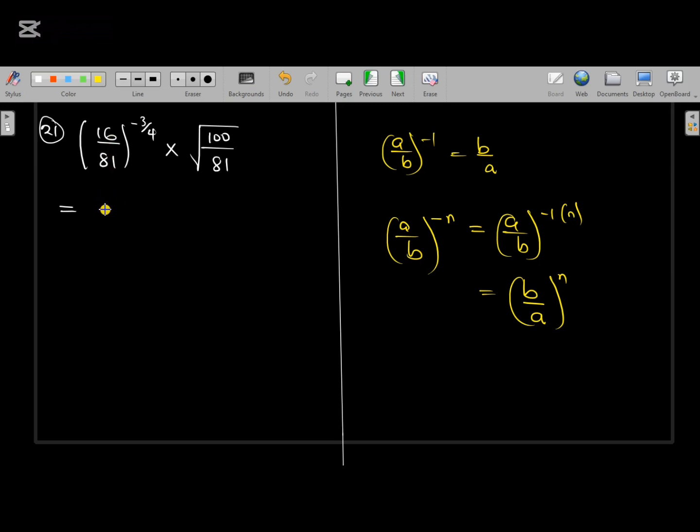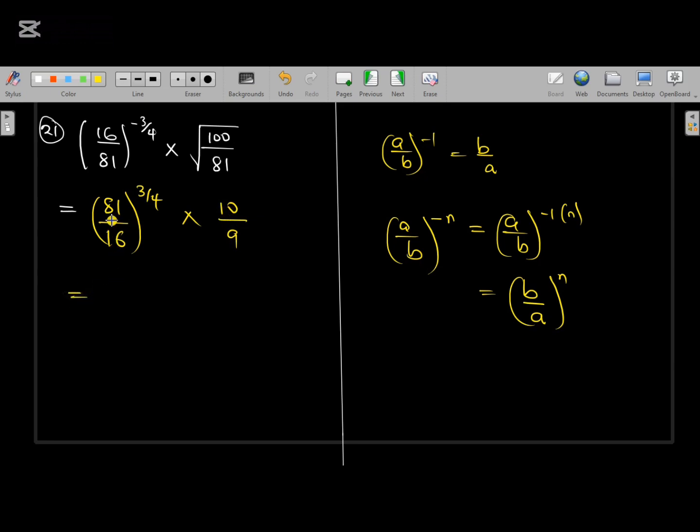So I can actually write this as 81 over 16, all raised to the power of 3 over 4. The minus will go. Then multiplied by, here is easy. Of course, square roots will come on both numerator and denominator, and the square root of 100 is 10, all over the square root of 81 is 9.